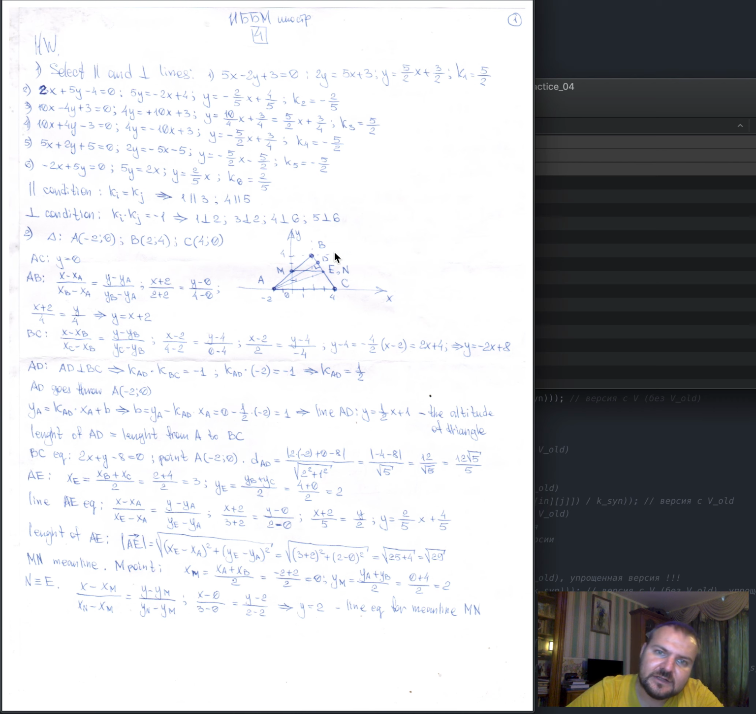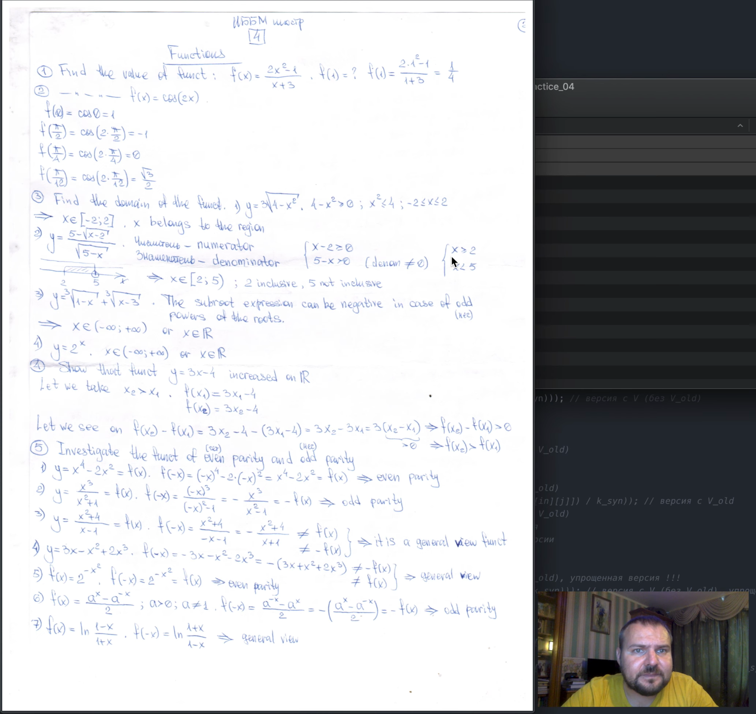We can find M coordinates at the center of the AB sector, and we know coordinates of the M, we know coordinates of the N point, and now we use a two-point equation for the line, and we find that y equals, it is the line equation for the mean line MN. This is a very easy task. And the next topic, functions.